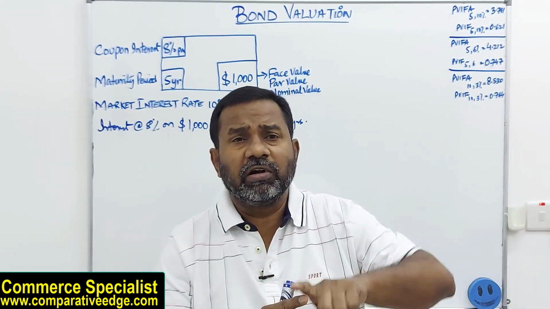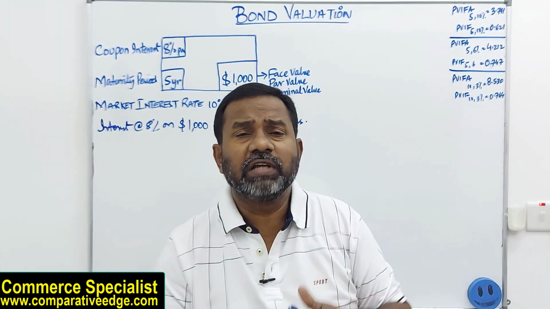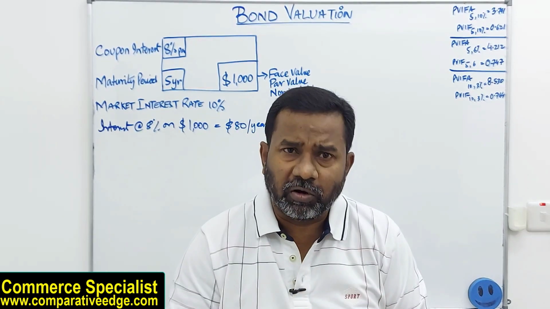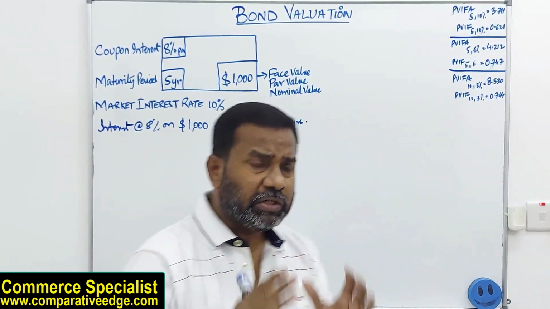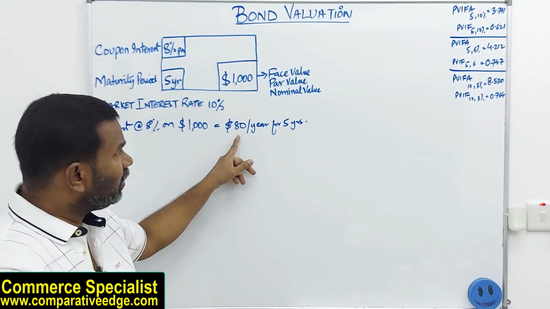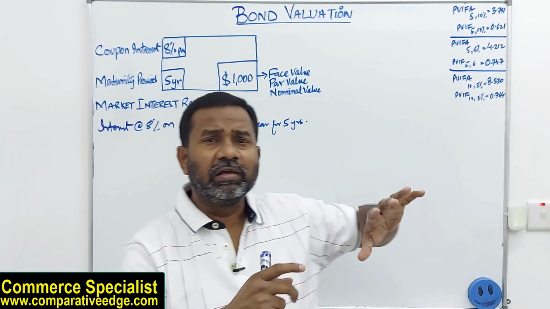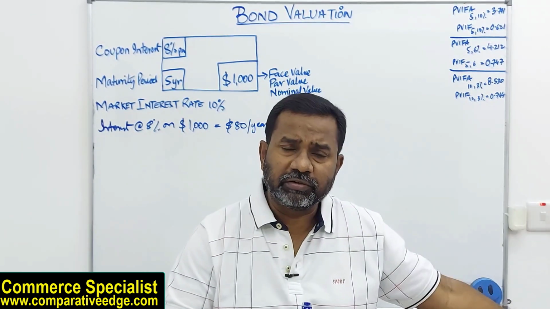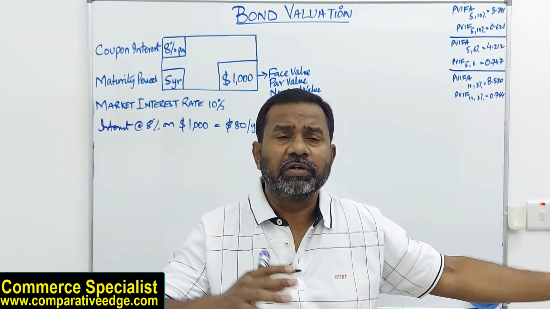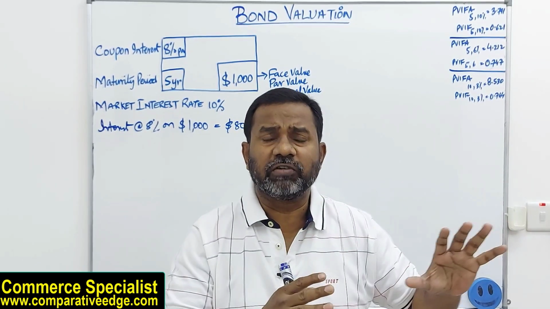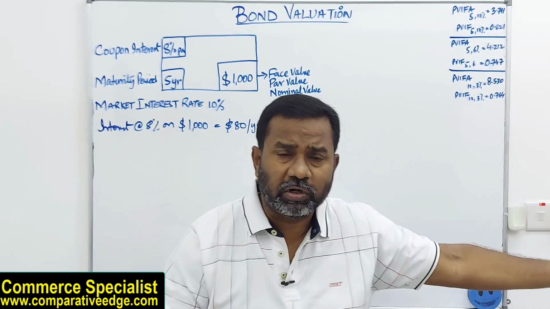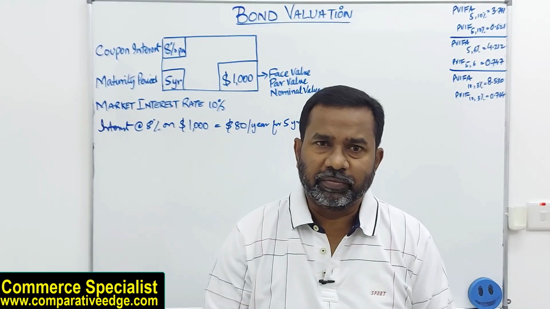So if it is 110 after 1 year, today it is how much? Less than 110, which is $100. Likewise, we need to see that this $80 which we are getting in 5 successive years, what is the total value of all these interest payments which we are going to receive in future, how much they are worth today.